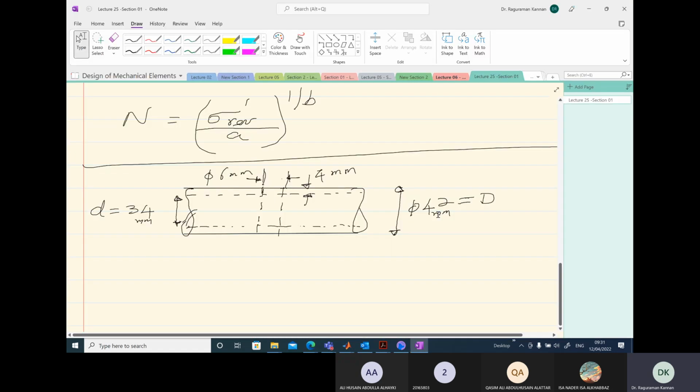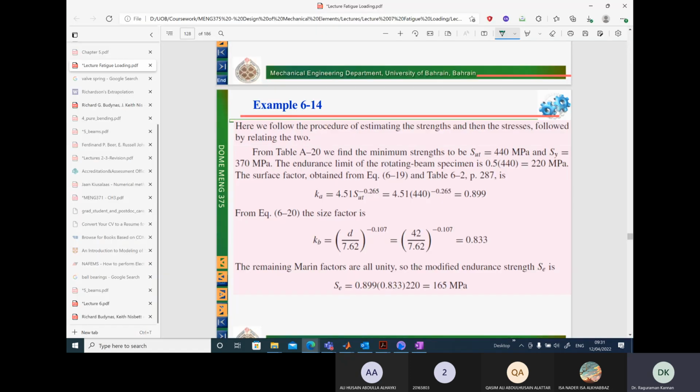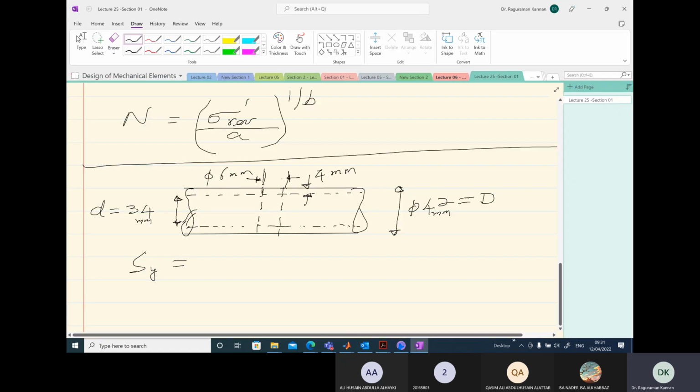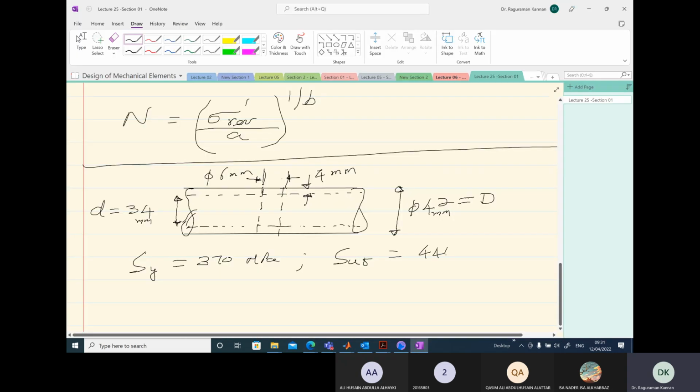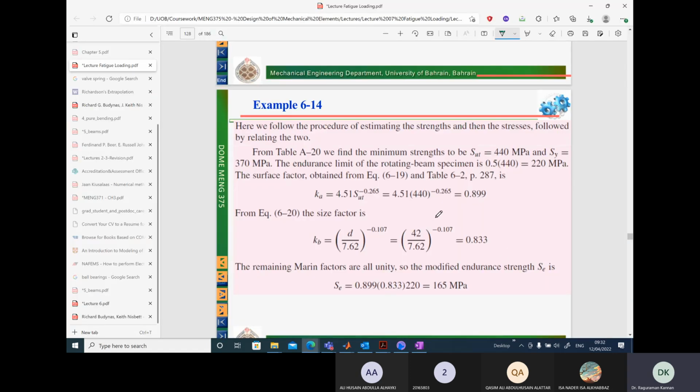It is a ductile material, so as usual we will need SY, SUT, etc. 370 megapascals in SI units, and here we have 440 megapascals, and which means SE prime value can be estimated. SE prime is 0.5 times 440 gives 220.